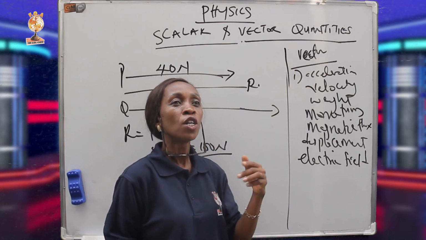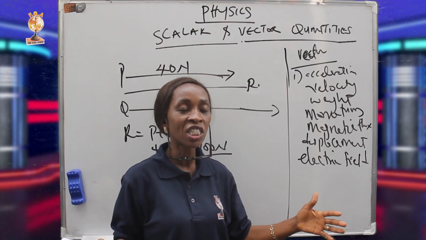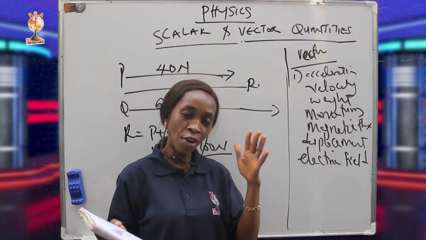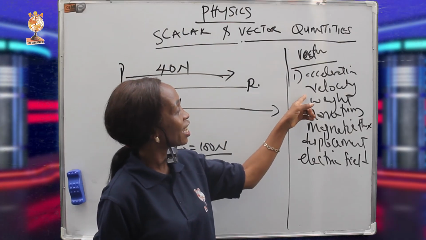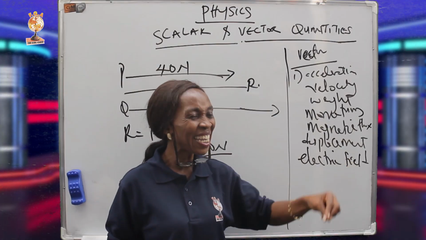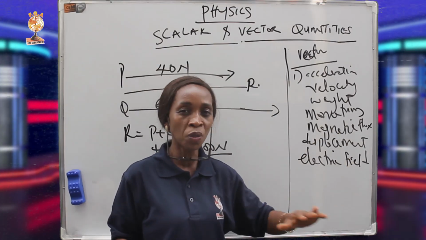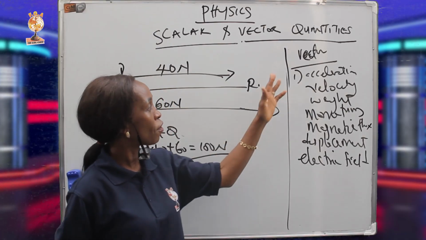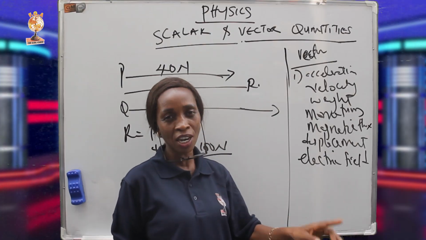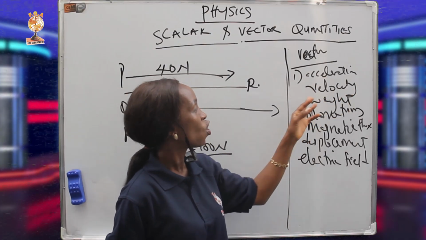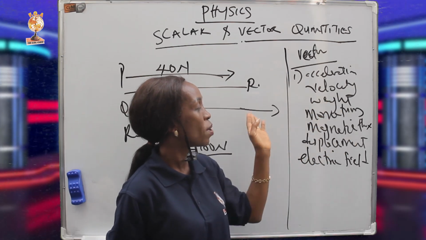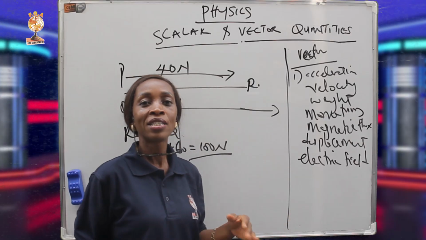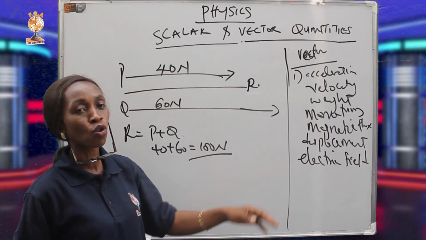We said speed is distance traveled in an unspecified direction. It's talking about one quantity. And then velocity is distance traveled in a specified direction. Just like scalar has magnitude, no direction, but vector has magnitude as well as direction. So examples: acceleration, velocity, weight, momentum, magnetic flux, electric field, displacement, and so on. These are some examples of a vector quantity.